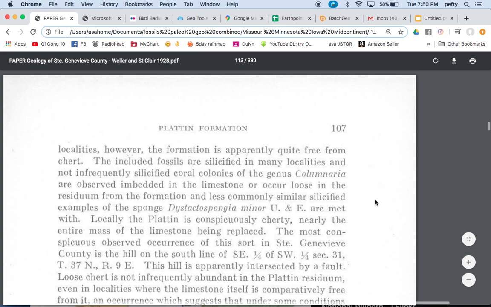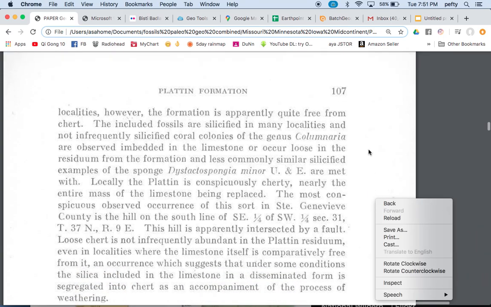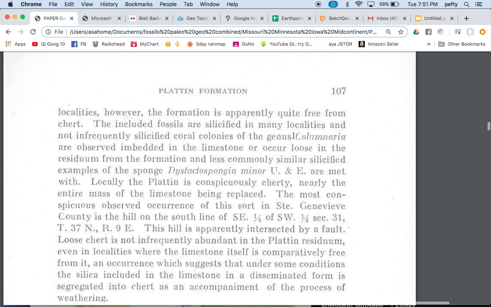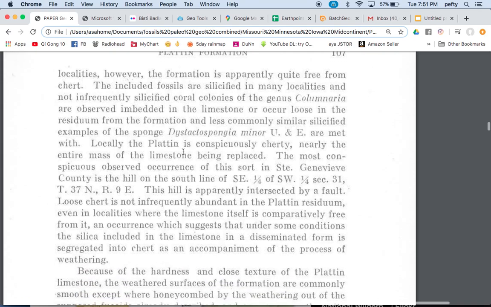So they're talking about this particular formation, and they say, oh, well, if you want to find this coral Columnaria with this sponge Distactospongia, okay, well, here's a locality within the Platte where you can do that. But what is this? That is not latitude and longitude. And if you haven't seen it, or if it's not familiar, it's hard to even know how to look up what to do with that.